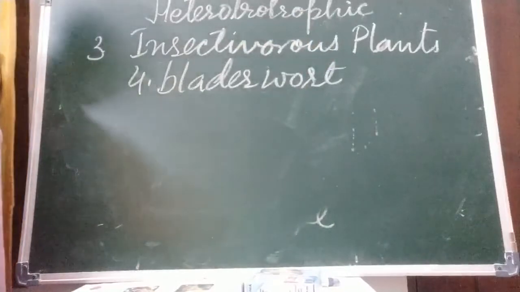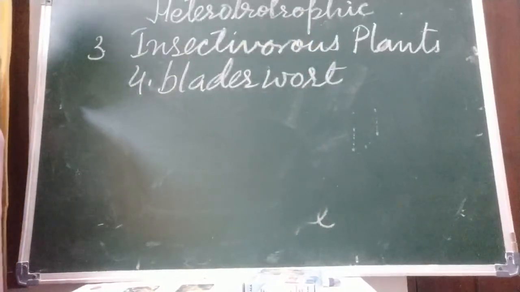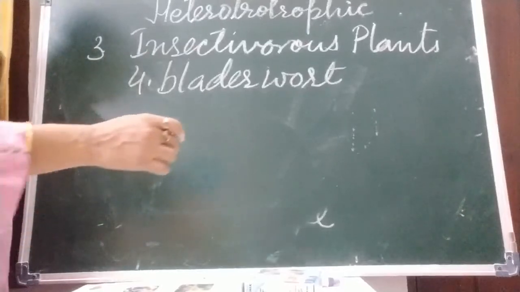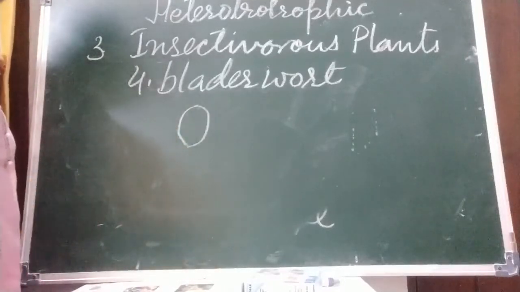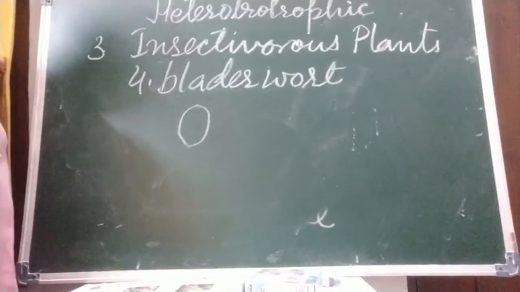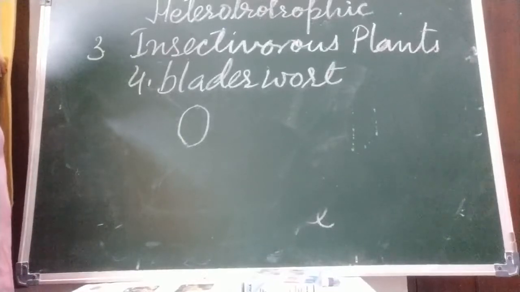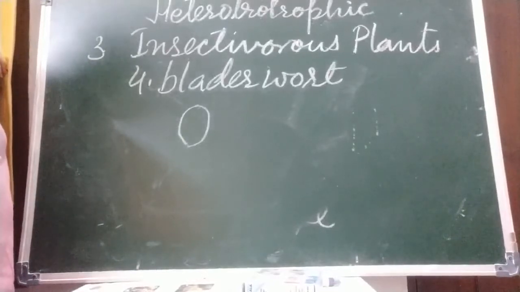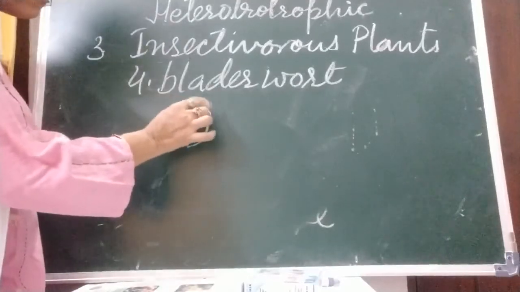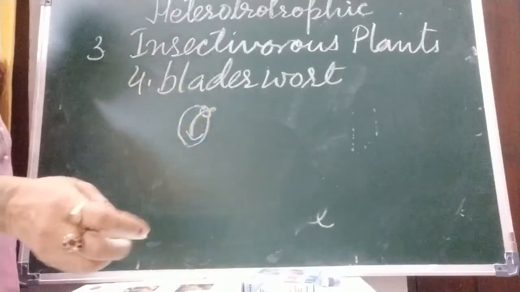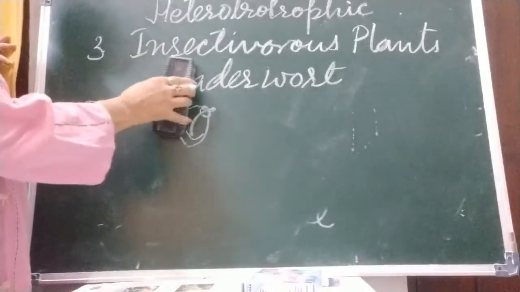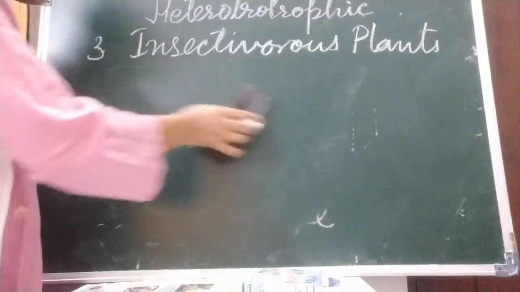Children, the slender leaves of the bladderworts bear a large number of very small pear-shaped bladder structures, which act like trapdoors and suck in a small insect in less than a second. Here they have small openings, and when an insect is there, they suck it in and digest it. This is also an insectivorous plant.